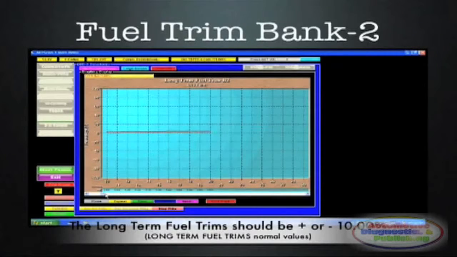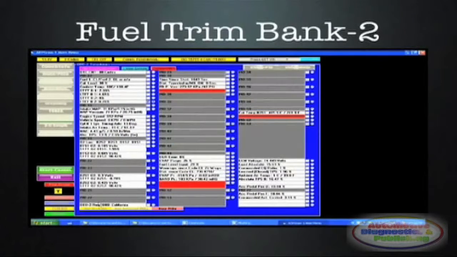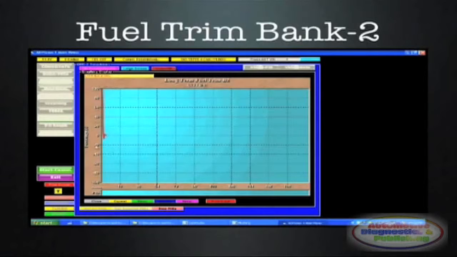The fuel trim PID, or parameter, shows the deviation from perfect air-fuel ratio. This stoichiometric point is 0.00%. Above equals adding fuel due to a lean condition. Below equals subtracting fuel due to a rich condition. Therefore, positive equals lean, negative equals rich.